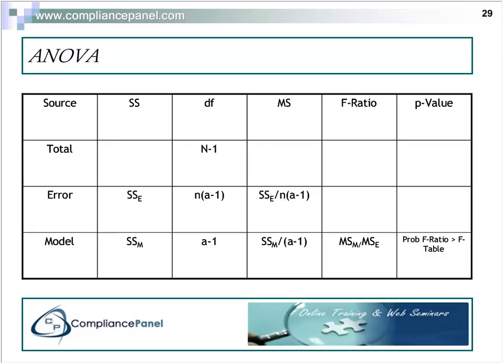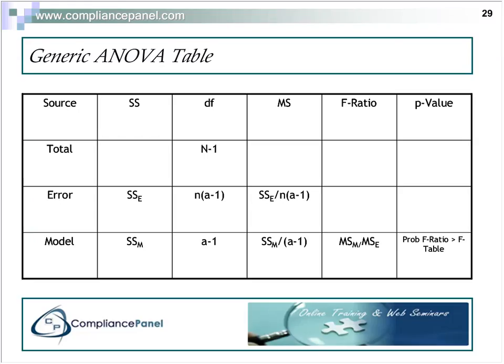So this is a generic ANOVA table. And you'll see that it looks at, from the bottom up, the model variability, the error variability, and the total. The model is that variability among the level means. The error is the average variability within a level mean, and the total is the sum of both of those. And the F ratio is the comparison of the model to the error.